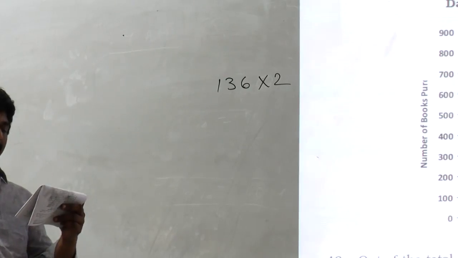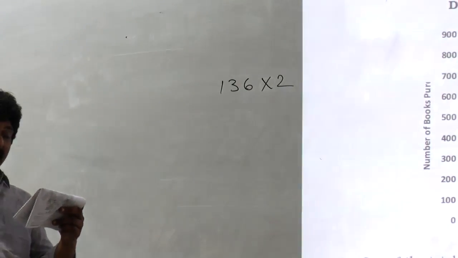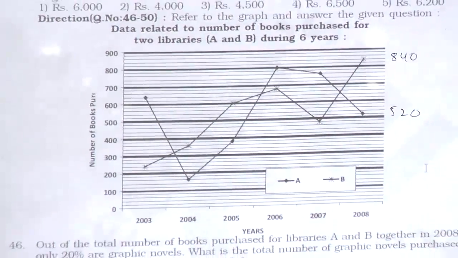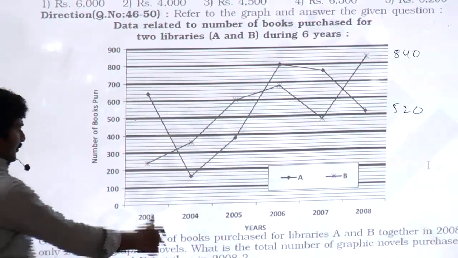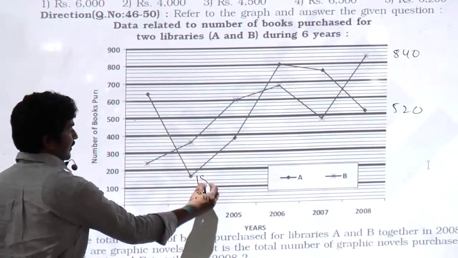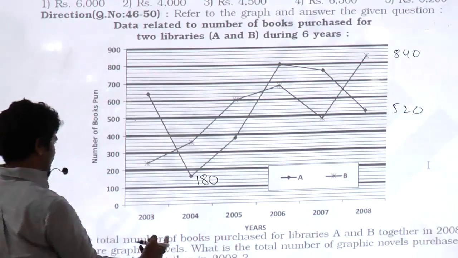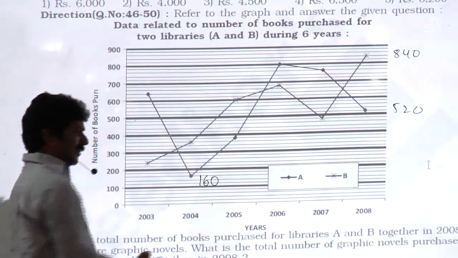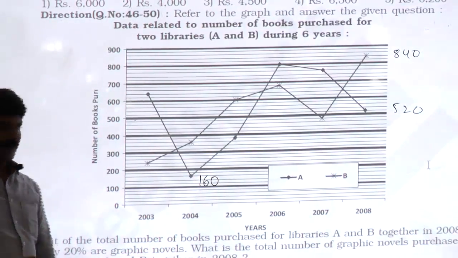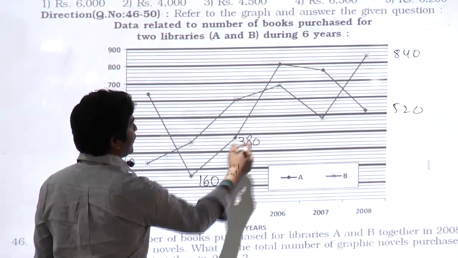47. What is the average number of books purchased for library A during 2004, 5, 7, 8? Average for A. 2004, 5, 7, 8. A is diamond. This one, how much is this? This is 180. Next, 160. 2005, 380.